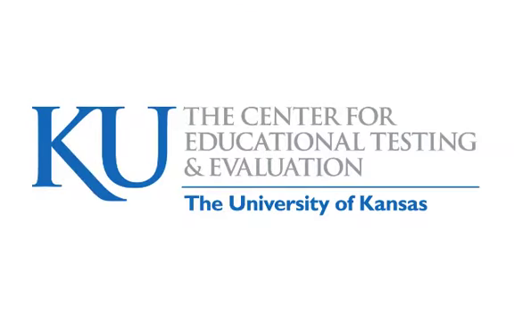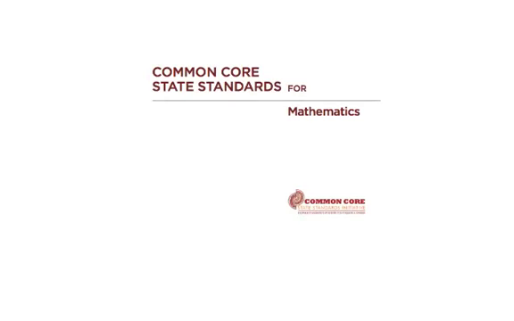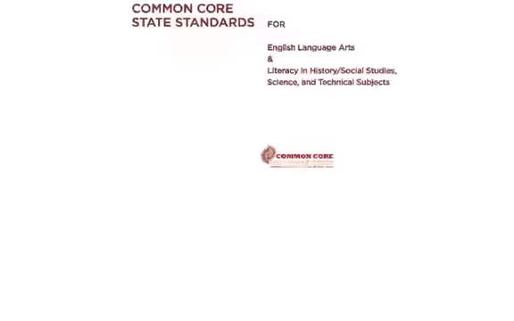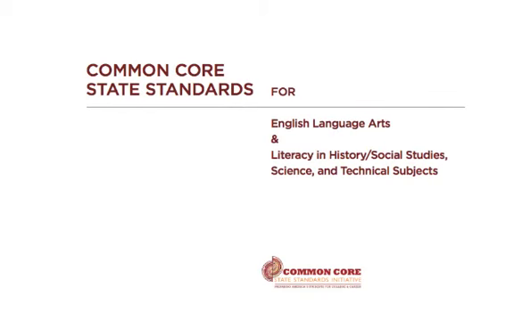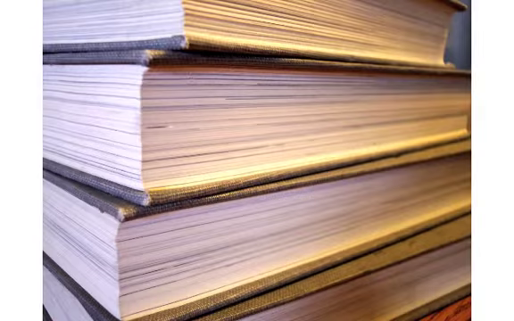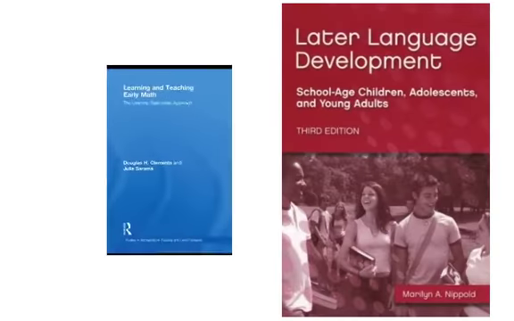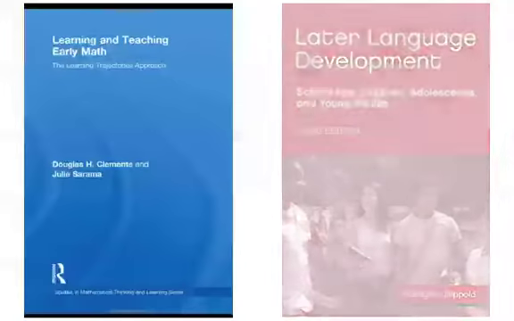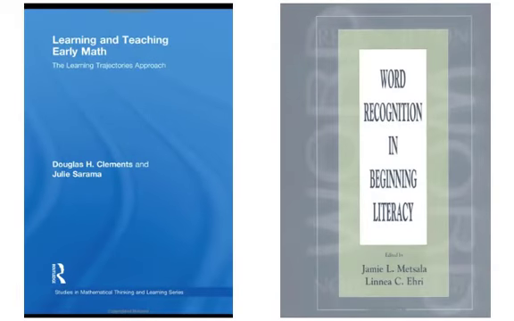Before building the dynamic learning map, our research teams at the Center for Educational Testing and Evaluation conducted a careful review of the Common Core state standards in both mathematics and English language arts. Next, the CETE research teams conducted a thorough review of the literature in an attempt to both document how skills develop and the precursor skills that lead to the development of school-aged academic skills.